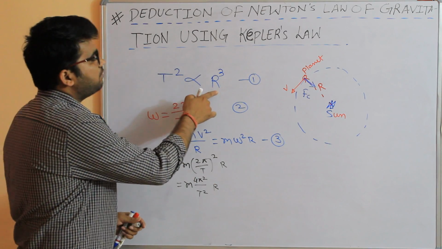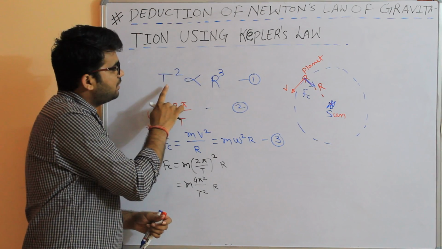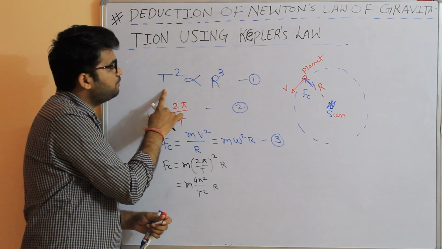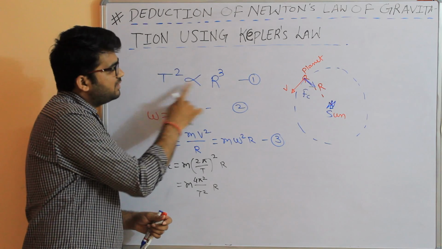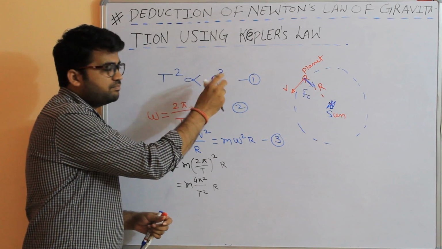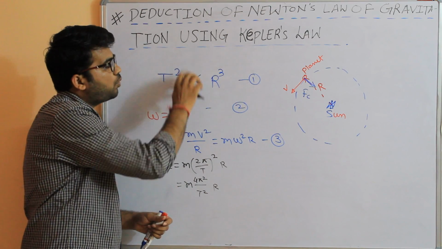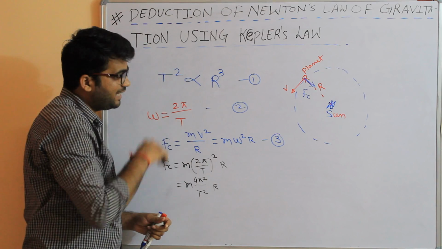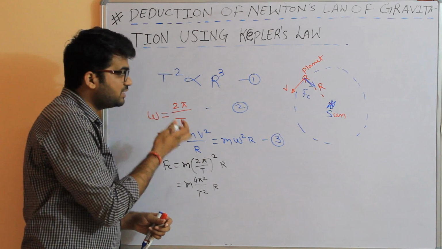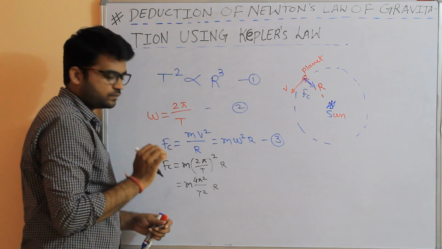As T square is directly proportional to r cube, and there is one more important point: when Kepler defined this law, he directly said T square is directly proportional to r cube, and that is equal to some constant into r cube. Now he didn't know what that constant is. Newton came and found out what that constant is, and he proposed his own law, right?